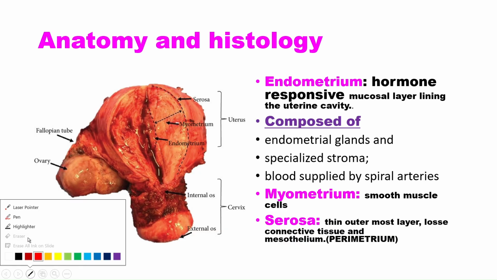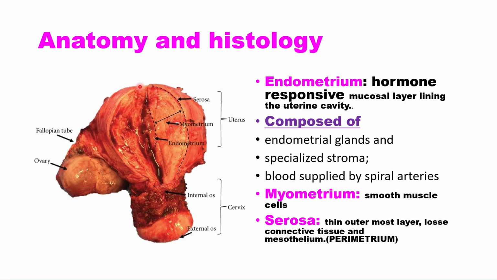Here is the specimen of the uterus. The cut surface shows endometrium lining the uterine cavity, myometrium and serosa. The outer surface is serosa. There is a part of the cervix, and this is the lower uterine segment connecting to the cervix.